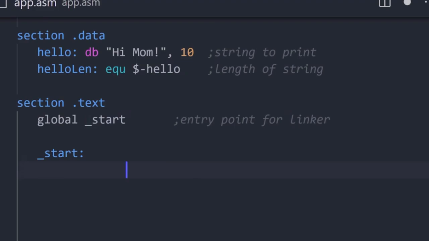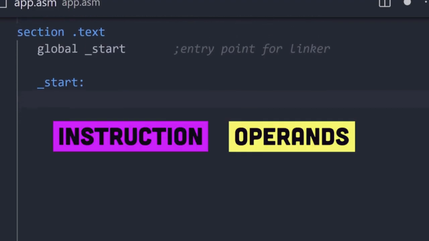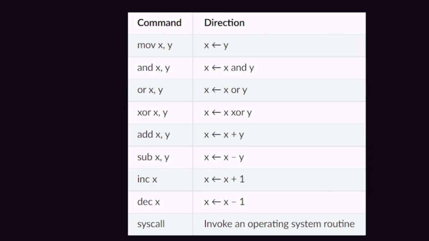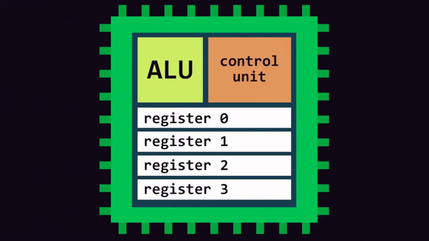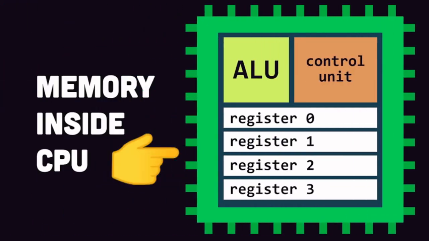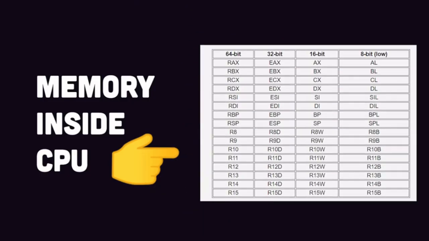In the main program, each line of code contains an instruction along with one or more operands, and there are hundreds of instructions built into the language. Now, to perform operations quickly, the CPU has a limited number of registers, which are like 64-bit chunks of memory built directly into the CPU instead of the RAM.